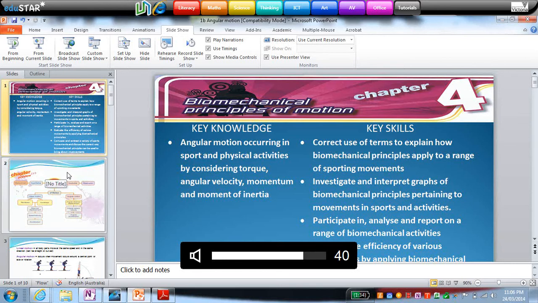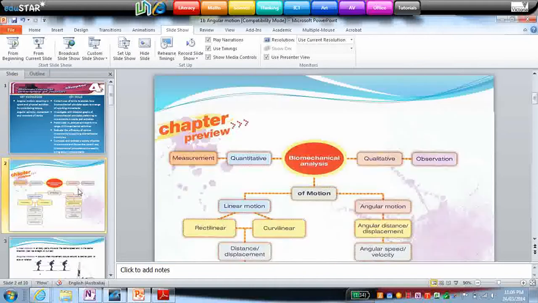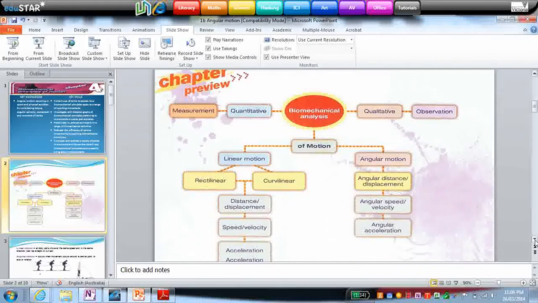Alright, in this video we're going to investigate angular motion and look at a couple of key concepts within angular motion, including torque and also how to calculate angular velocity. So once again, angular motion sits within biomechanical analysis in the area of motion. So we've got linear motion and angular motion.